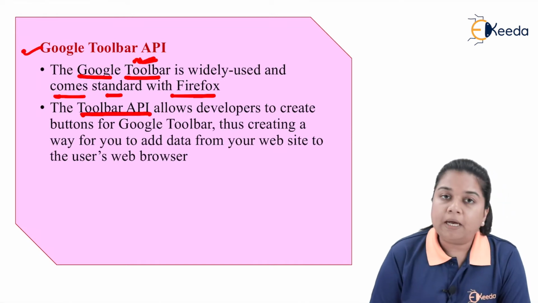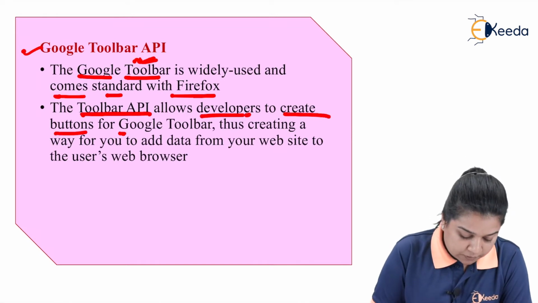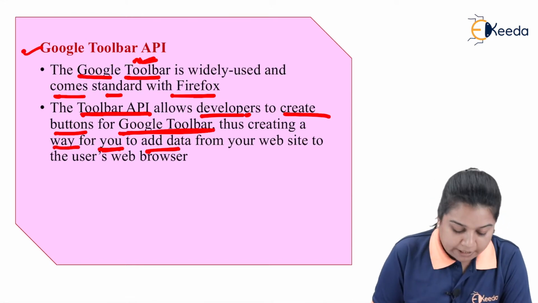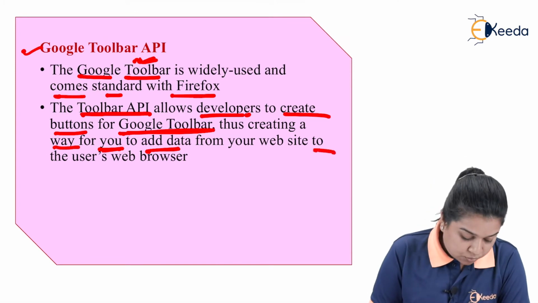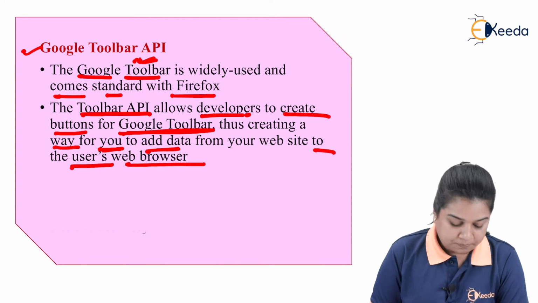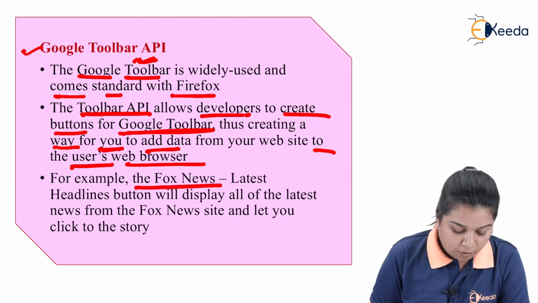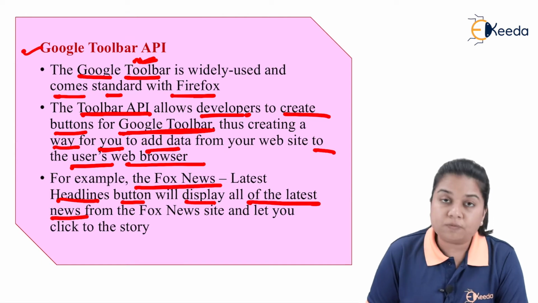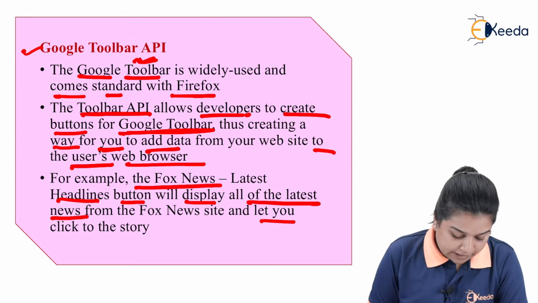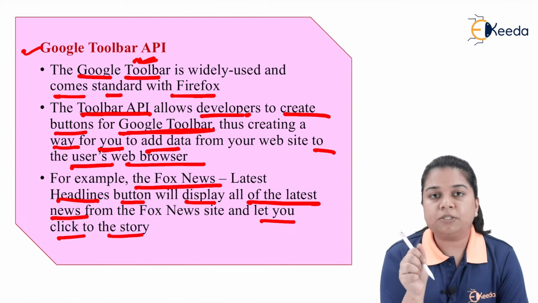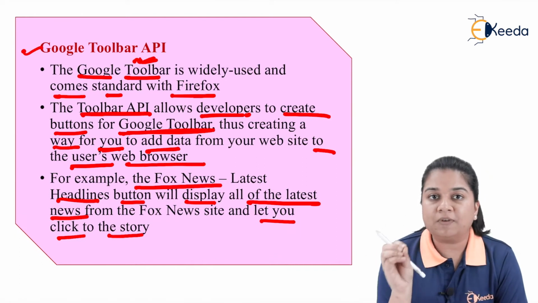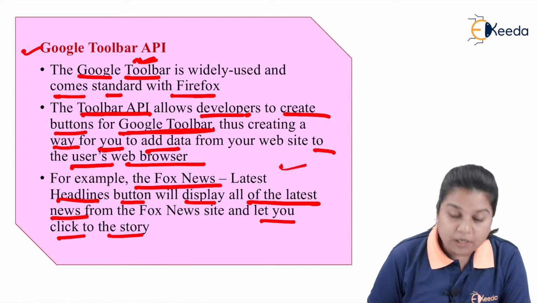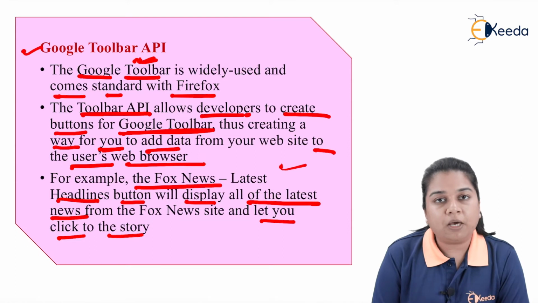The Toolbar API allows developers to create buttons for Google Toolbar, thus creating a way for you to add data from your website to the user's web browser. For example, the Fox News latest headlines button will display all of the latest news from the Fox News site and let you click through to the story. That means the stories which are on the Fox News website could come into your news feed with the use of this particular search API or newsfeed API of Google.